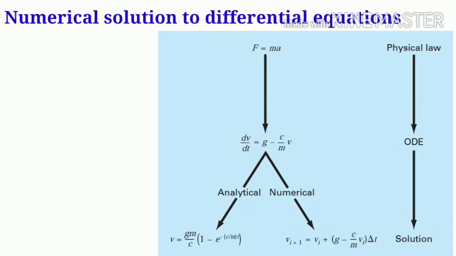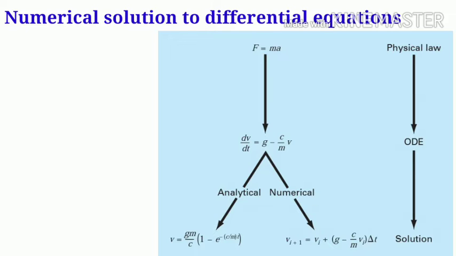Now this equation can be solved using two methods. The first method is the analytical method. If we are able to find the integration of this equation, that is v is equal to the integration of dv by dt, we will get the equation for v. But in engineering practice there are a number of problems where we are not able to find out the solution of the equations.